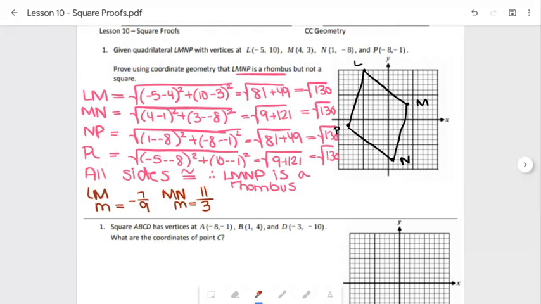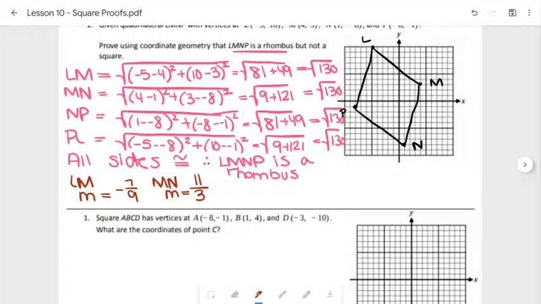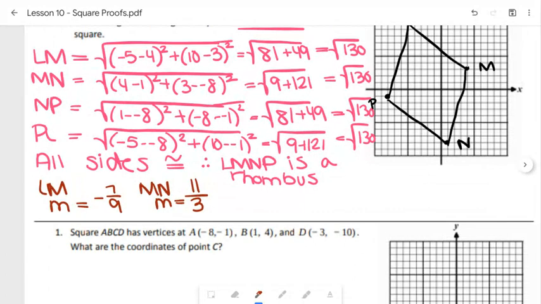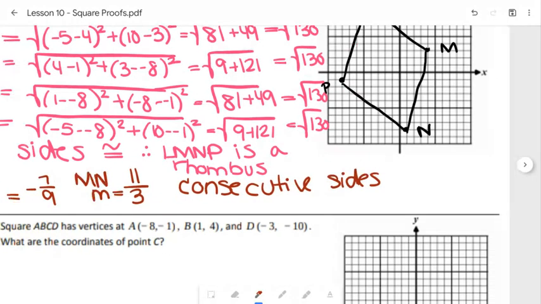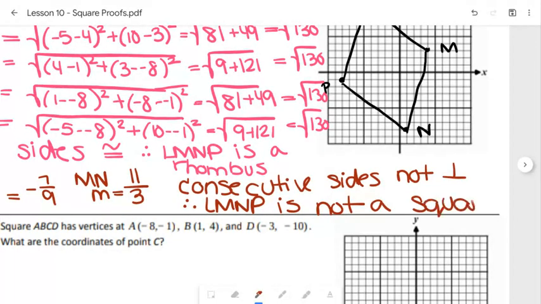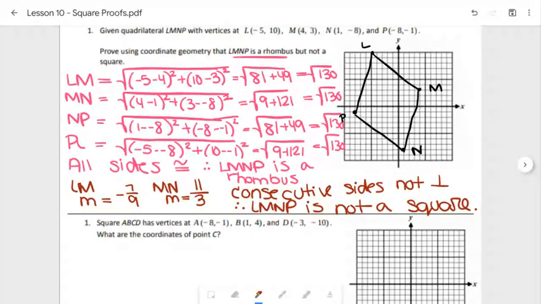Okay, just right there, I can stop. I can do all four sides if I want to. You'll see that the opposite sides are parallel because it's a rhombus, so it's got all the parallelogram properties. But right here, we see that consecutive sides are not perpendicular, right? We didn't see the negative reciprocal slopes. Therefore, LMNP is not a square. Okay, so we just needed a reason why.